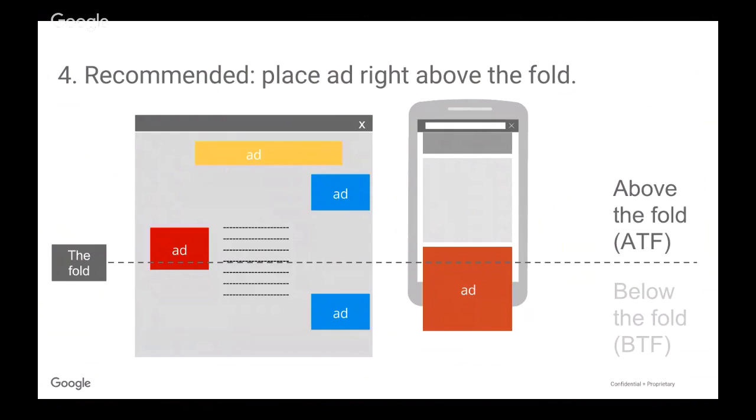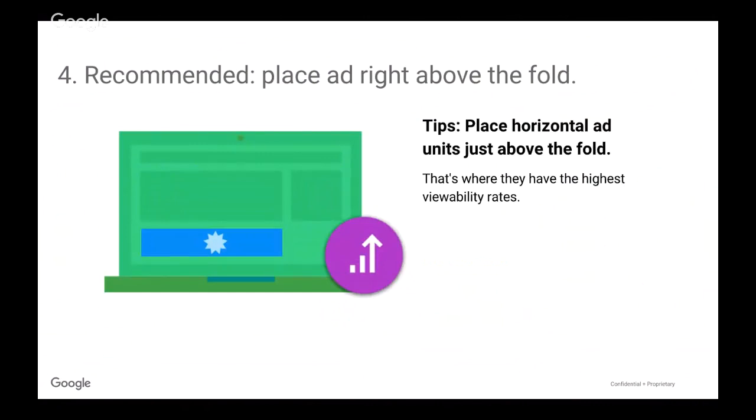So if you look at this image, in the desktop area on the left, there is a yellow banner, blue banner, and the red banner. Actually, the performance is the best on the red banner. I will explain it to you shortly. And for those of you who are using horizontal ads, especially on desktop, we recommend you put it just right above the fold.